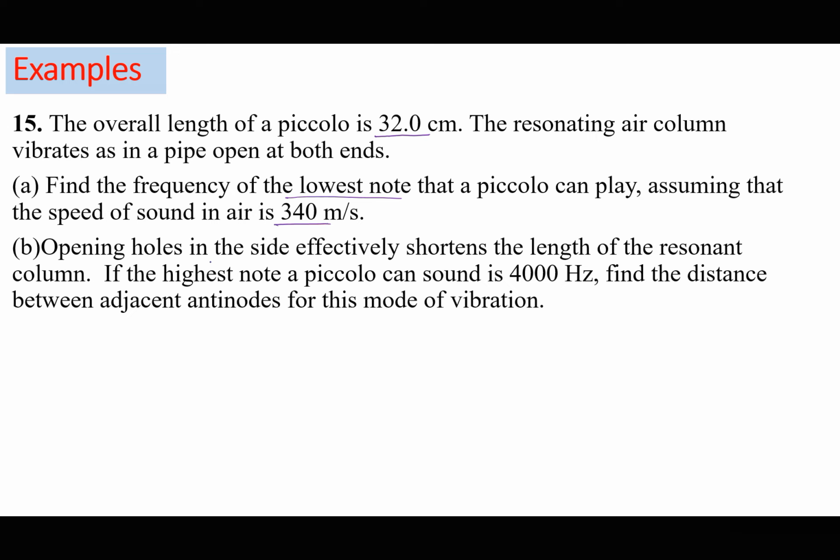Opening holes in the side effectively shortens the length of the resonant column. If the highest note a piccolo can sound is 4,000 Hz, find the distance between the adjacent antinodes for this mode of vibration.